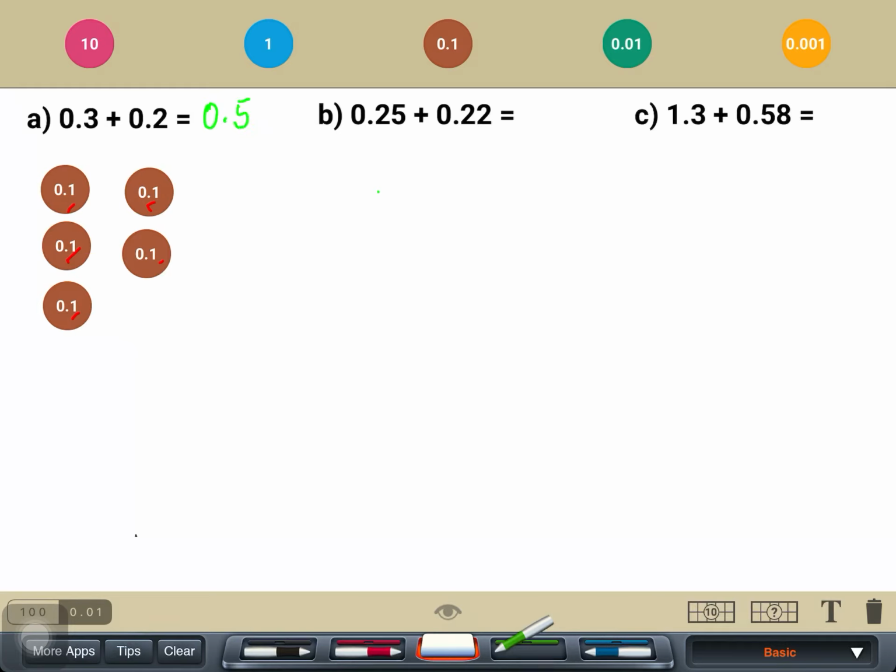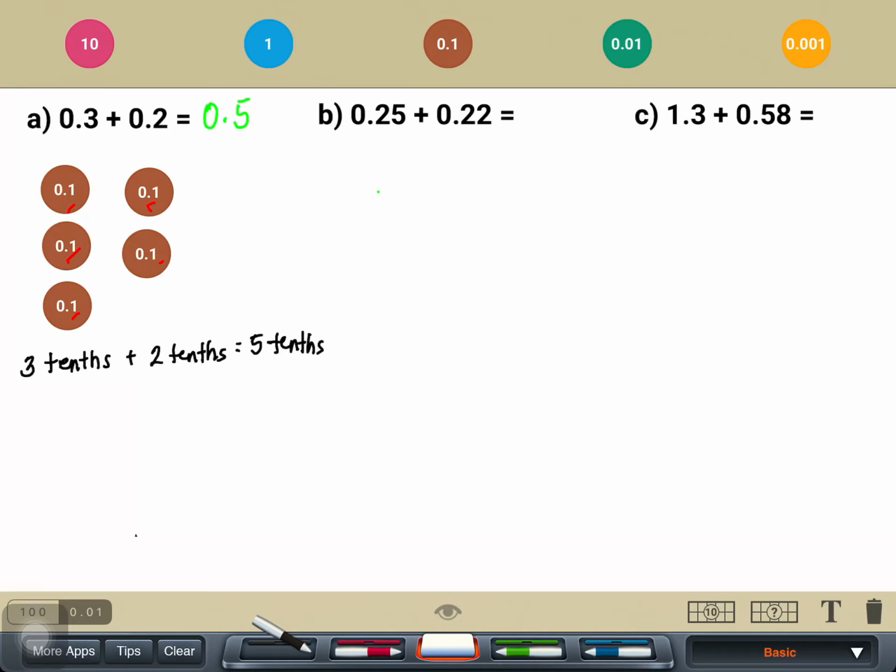Okay? Now, how am I going to do it using arithmetic? So that would simply be, or you can also look at it this way. We have 3/10 plus 2/10, which is equal to 5/10.